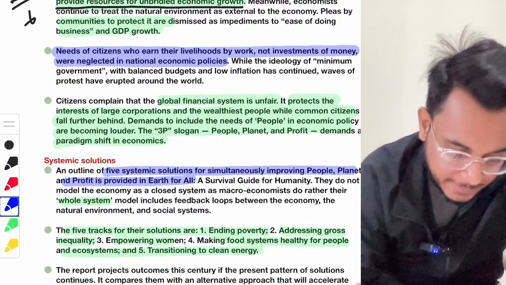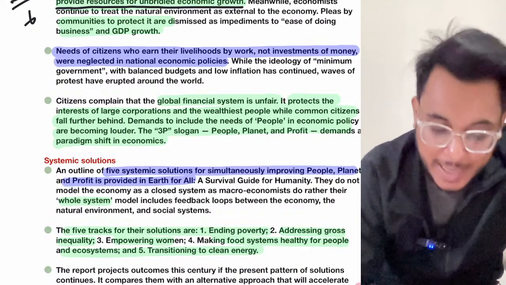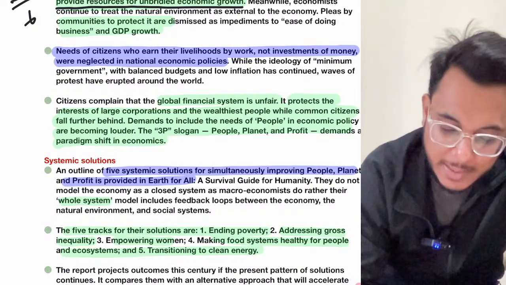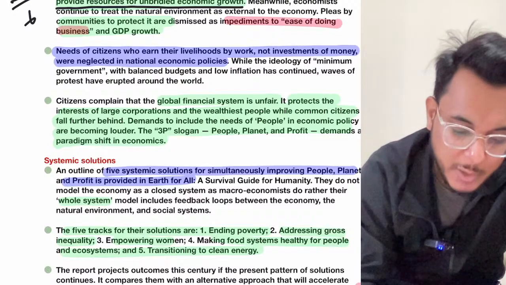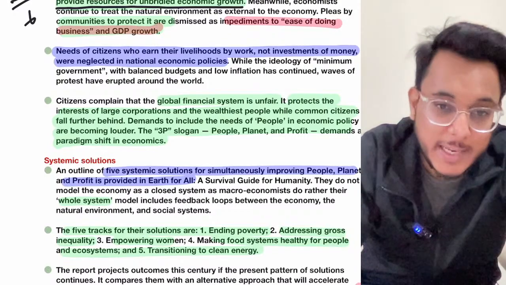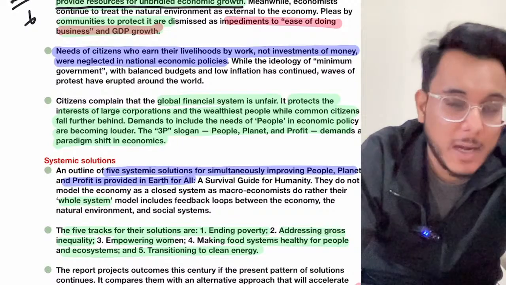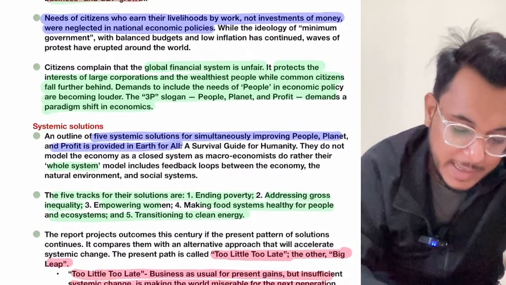It has been provided that whenever communities tried to protect the environment, it was dismissed on the grounds that it will impact the ease of doing business and GDP growth. So in the name of ease of doing business and GDP, environmental sustainability has not been taken care of.